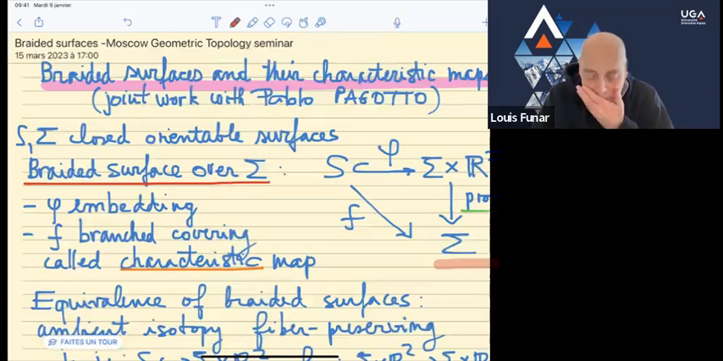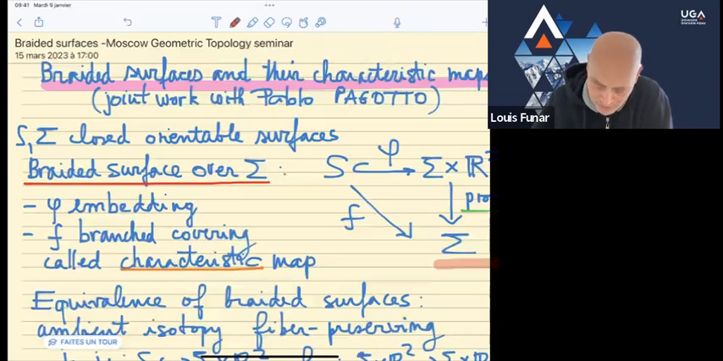So the subject of my talk is about braided surfaces, which is some four-dimensional topology thing, and about their characteristic maps, which are just some algebraic homomorphism from surface groups into some finite groups or whatever. And this is joint work with my former student, Pablo Pagotto.